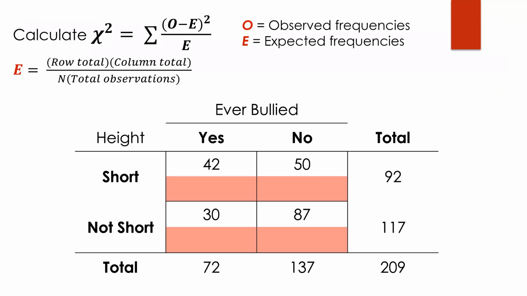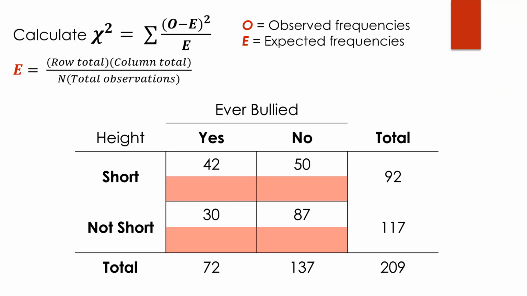Now, here's what the data looks like. Let's say that you gather data from 209 kids in this school. So 92 of them fit the category of short, 117 not short, 72 say yes, they've been bullied, 137 say no, they've not been bullied. And then you see those combinations there: short and yes, short and no, not short and yes, not short and no. So here's how the chi-square is calculated.